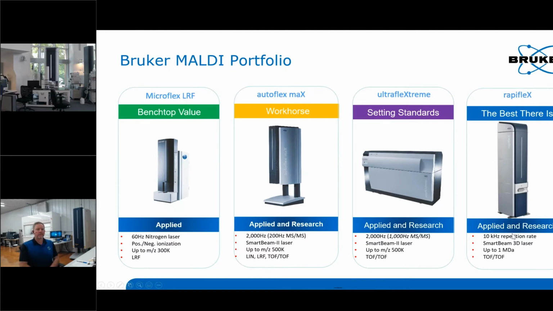It's equipped with a Smart Beam 3D laser, which is slightly different, more improved than the Smart Beam 2 laser that you get in the AutoFlex and UltraFlex Stream. It has a high mass range up to 1 million Dalton, and also TOF capabilities as well.